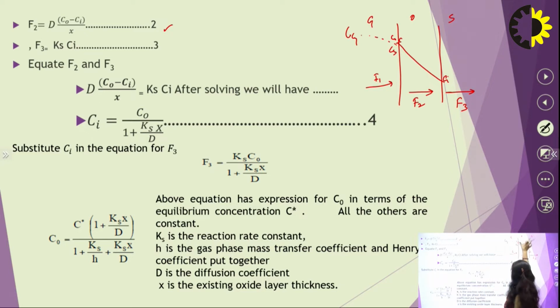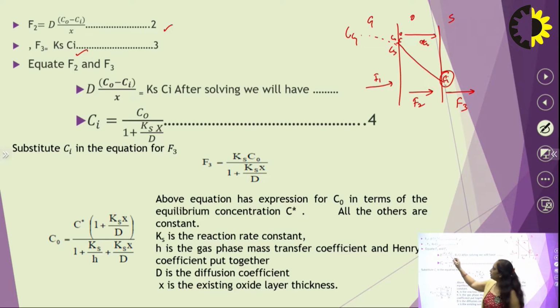So for this area, we can write the flux equation as D times (C naught minus Ci) divided by x, where x is the oxide thickness which is already grown, C naught is the concentration of oxidizing species at the outer end, and Ci is the concentration of oxidizing species at the inner end. And for F3, we write the equation as Ks Ci, where Ks is the reaction constant and Ci is the concentration of oxidizing species at the inner side.